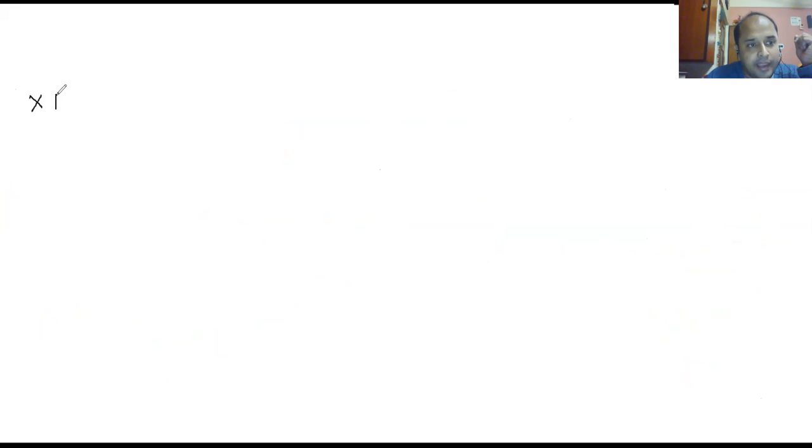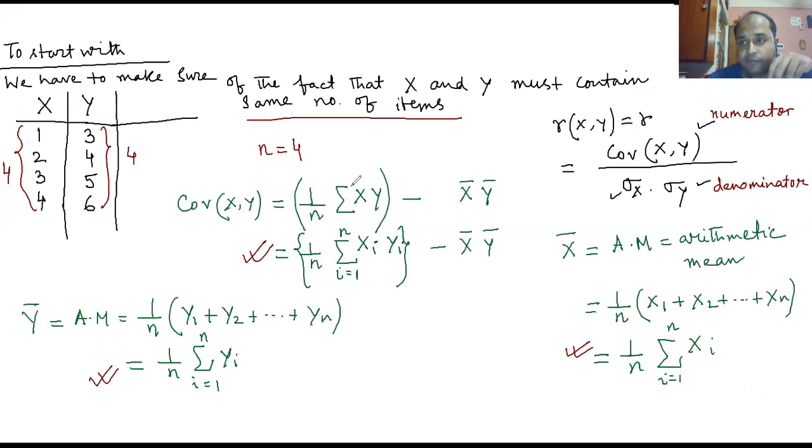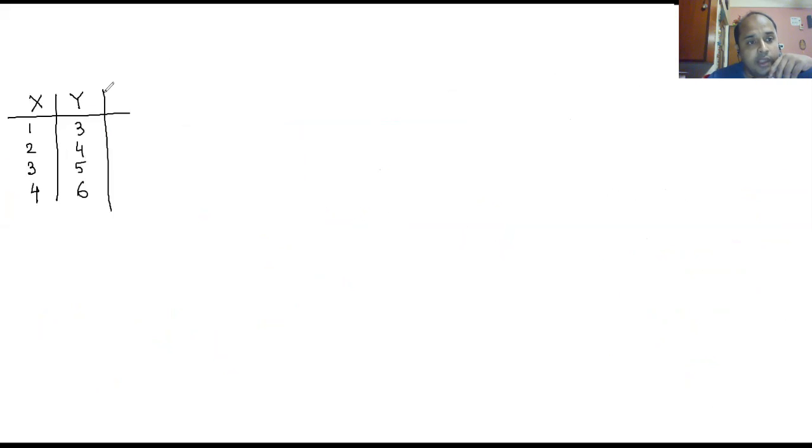Let me make the chart now for the sake of the calculation. So we have 1, 2, 3, 4, and the values are this. And you see, to calculate the covariance, we have to take the sum of this product. That means we have to add one extra column, that is xy. The xy column means I'm going to multiply the values of x by the corresponding values of y.